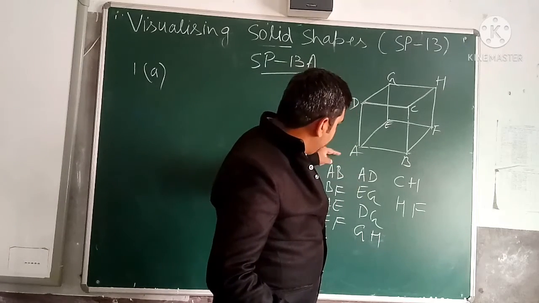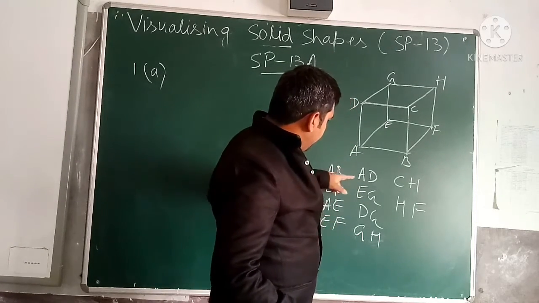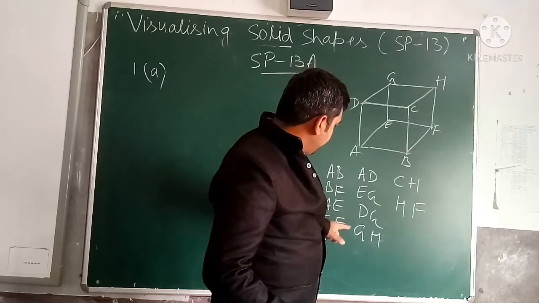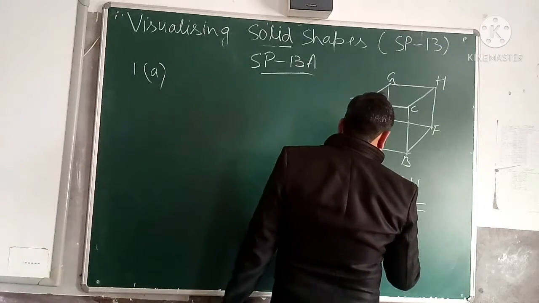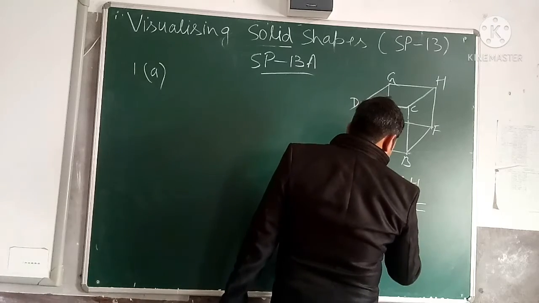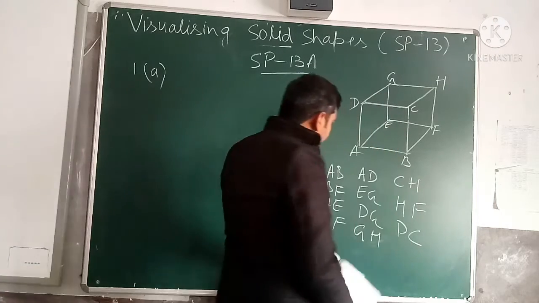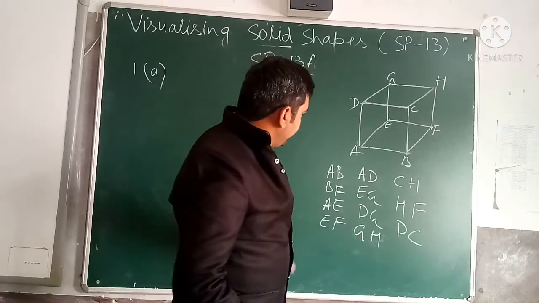BC also taken. Now see BC. BC is not taken. So we take this DC also. We take this CD or DC. So see how many are there? 11. Now 1 more is remaining.